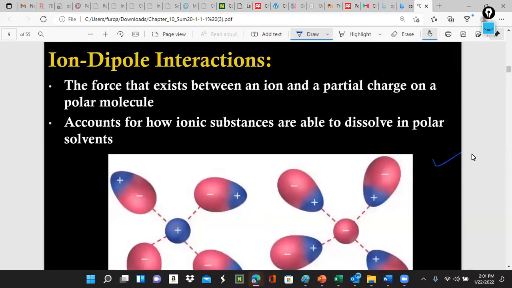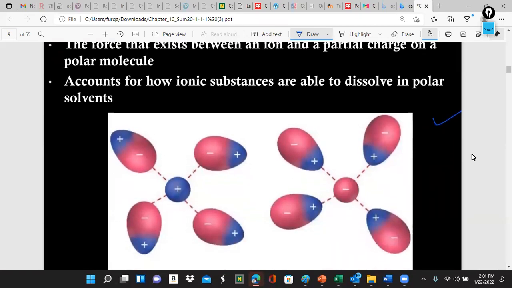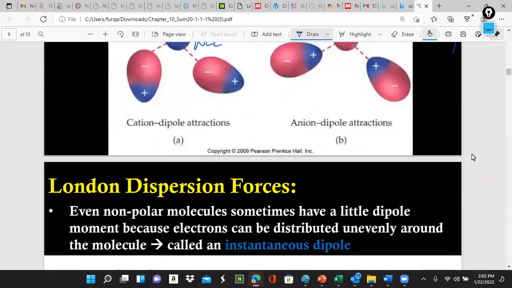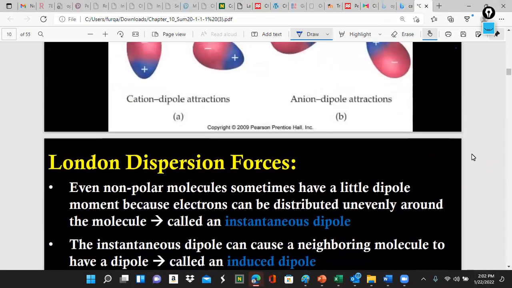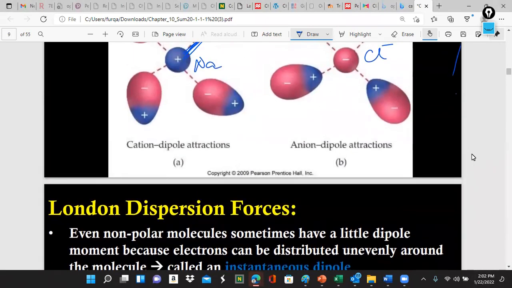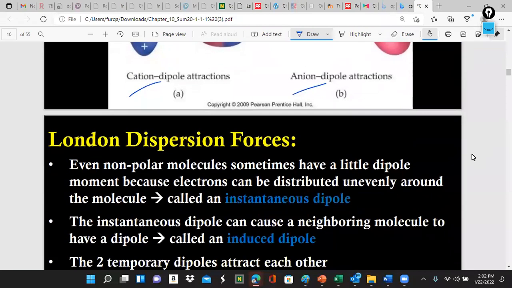This is a simple example of when you add a sodium ion into the water molecule. That's how the ion-dipole interaction is going to be formed. When you add sodium chloride into the water, and we know that there is a charge separation on the water molecule, that's how it's going to interact. This is called the ion-dipole interaction, whether it's a cation or an anion, it doesn't matter.